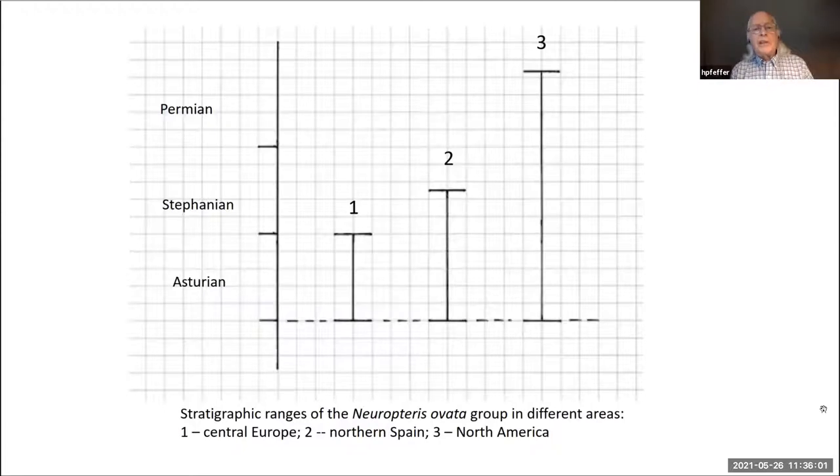If we work with ranges, we also have to take into consideration, as we have seen even today in previous talks, that ranges can be quite different. These are the ranges of the Neuropteris ovata group. In Central Europe, it's restricted to the Westphalian D or Asturian and is an excellent index fossil. In Northern Spain, it ranges into the Stephanian, and here in North America, it goes straight into the Permian wherever there was a wet interval or a wet facies. We also have to be careful with first occurrences. Next slide, please.